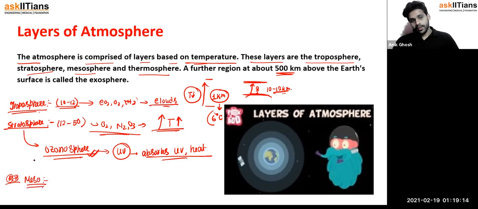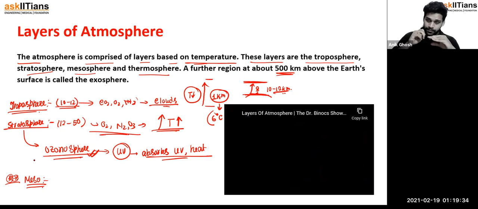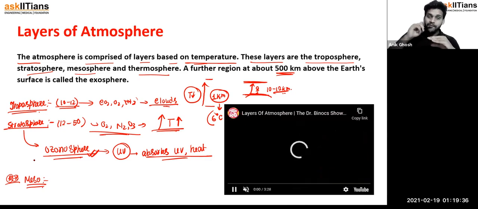Again, in the mesosphere, look, all the ozonosphere is now done, it has ended. After that, this mesosphere comes. After the ozonosphere, this part is the heated one. When you're moving up from the ozonosphere, the temperature starts decreasing again.